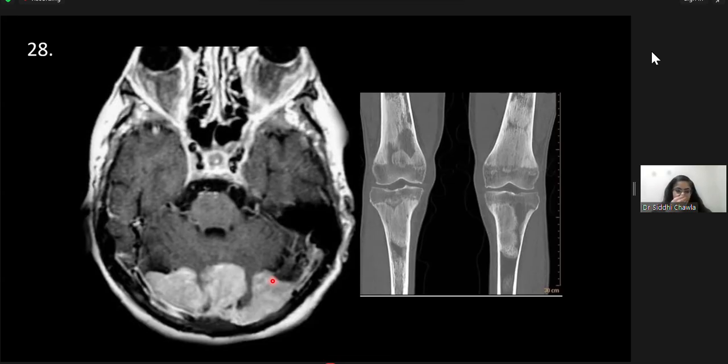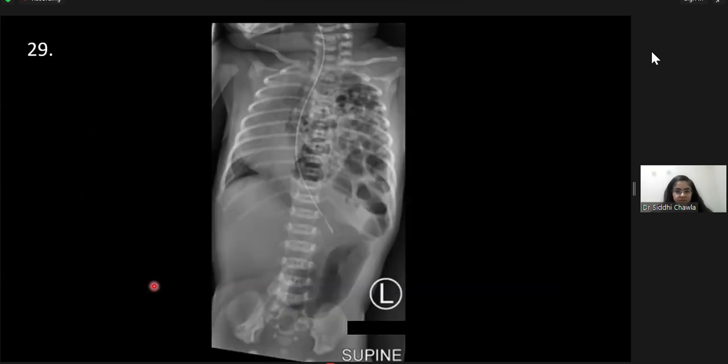Right. So somebody has answered it right. So this is Erdheim-Chester disease. So these are again a form of non-Langerhans cell histiocytosis. So basically there is deposition of cells within the marrow leading to the sclerosis and the lytic lesions, and similar deposits are also seen along the meninges. So this is how the Erdheim-Chester disease appears. This one is an easy spotter.